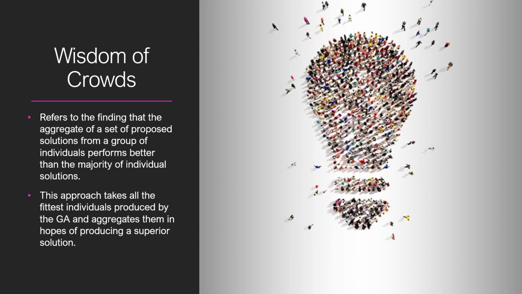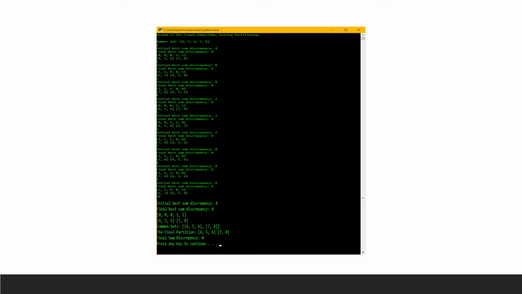But next, I'm going to give you a demonstration of the results of my code so you can see what happens after it's finished executing. As you can see here at the top, it shows the set of numbers that was produced. This was hard-coded in just for this particular example. As you can see, it loops through the genetic algorithm 10 times. Each time the initial best sum discrepancy between the two subsets is produced. Then after the genetic algorithm has been run, the final sum discrepancy is shown.